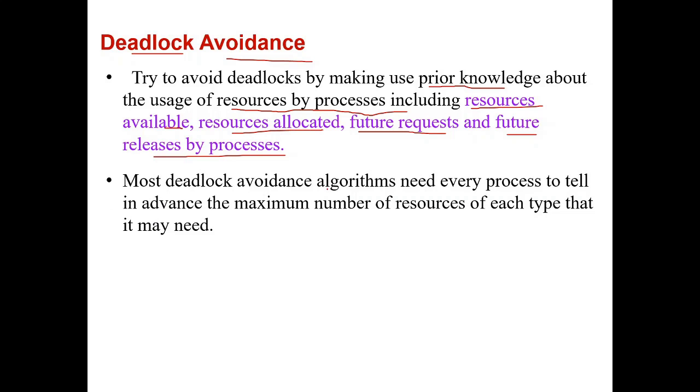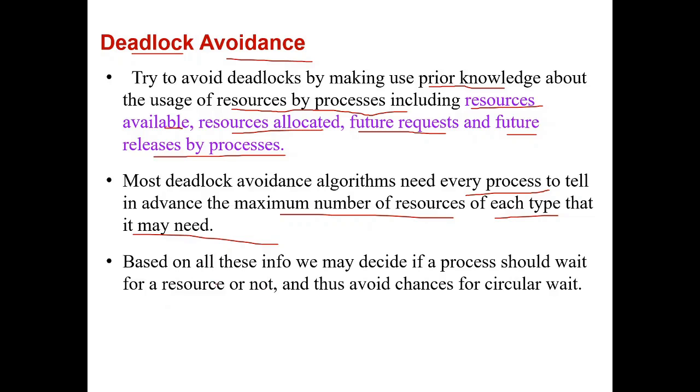The operating system must have all this prior knowledge to detect and avoid deadlocks. Most deadlock avoidance algorithms need every process to tell in advance the maximum number of resources of each type that it may need. So an avoidance algorithm can be used to avoid deadlocks in the operating system. For that it needs knowledge about the allocation of the resources. Based on this information, we may decide if a process should wait for a resource or not, and thus avoid chances of circular wait.